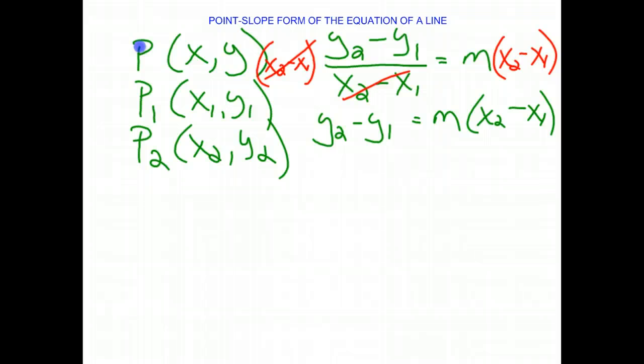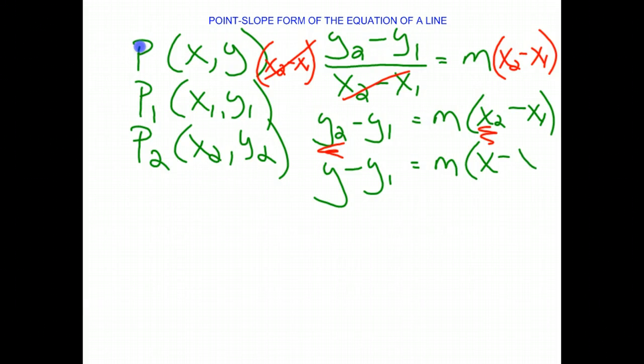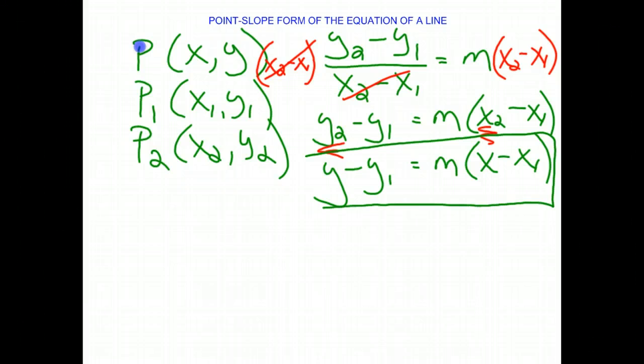And I'm going to do one further change. Instead of referring, as I have right now, to a specific point, I'm going to change that to any point in general. Y minus a specific y equals the slope, x minus a specific x. So notice this equation that I've just derived comes directly from the definition of slope. It is nothing but the definition of slope in a slightly different form.